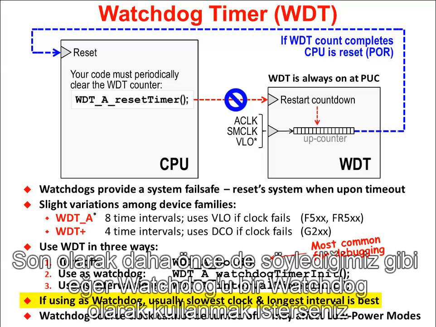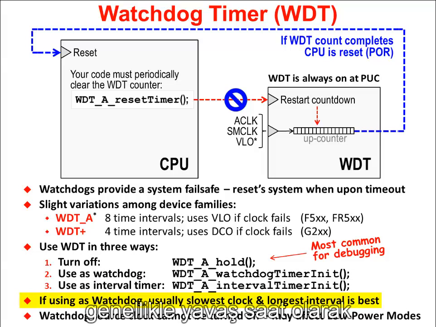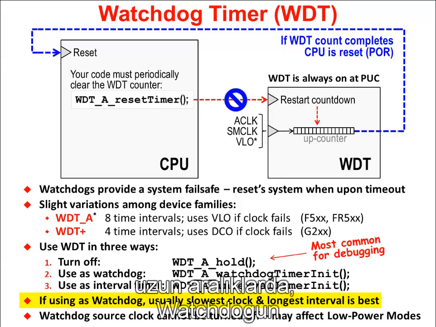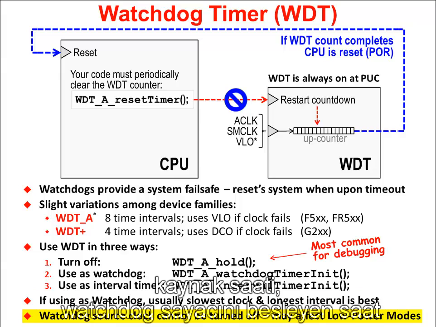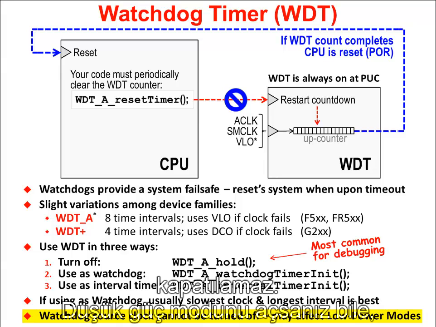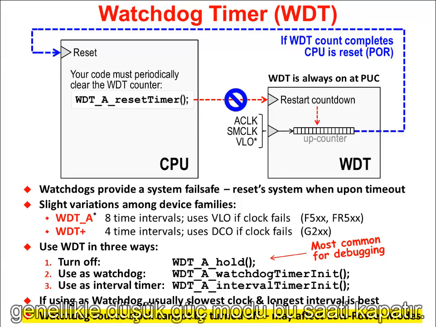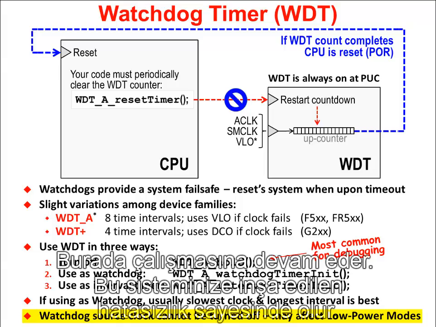Finally, as we said earlier, if you want to use the watchdog as a watchdog, you usually want the slowest clock and set up the longest intervals. The watchdog's source clock, the one that feeds the watchdog counter, cannot be turned off. Even if you go into a low power mode that would normally turn that clock off, it keeps that running. So that's a fail-safe that's built into the system.